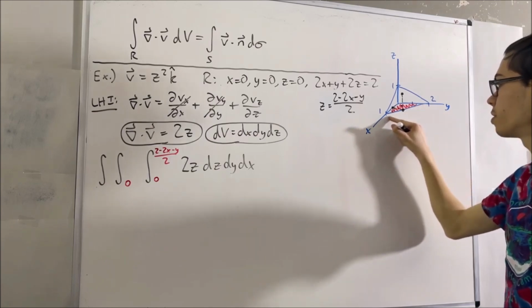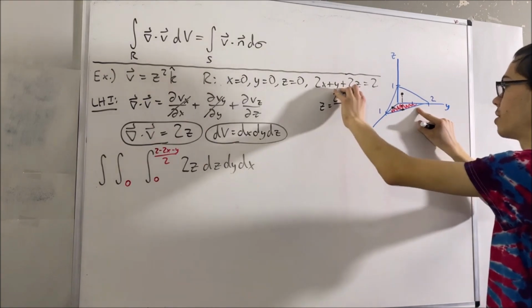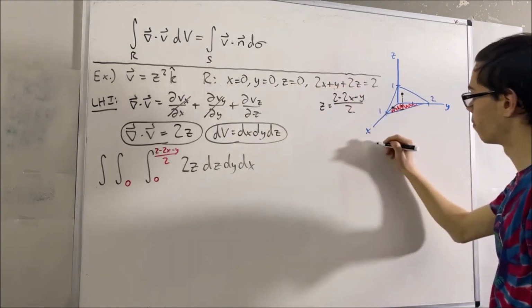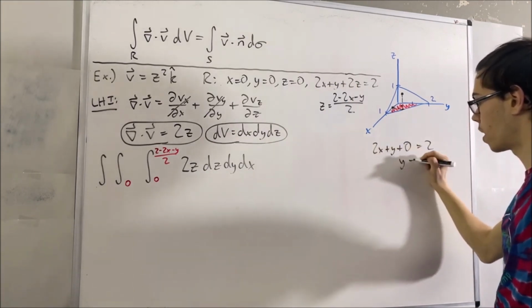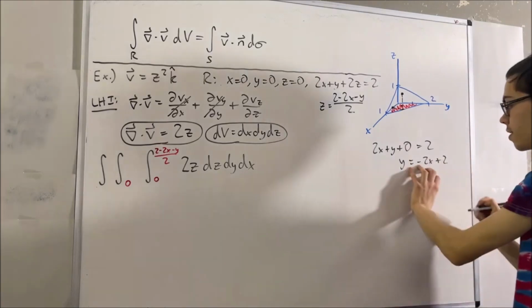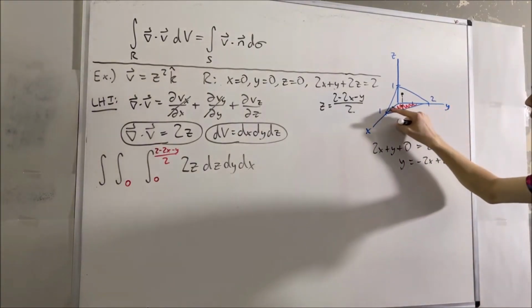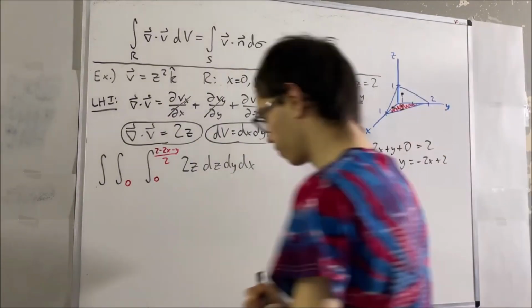But basically, all this line is this equation, except you set z equal to 0 and you solve for y. So if I take this equation and I set z equal to 0 and solve for y, you get this. So this is the equation of this line. So really we're going from y equals 0 to y equals negative 2x plus 2.